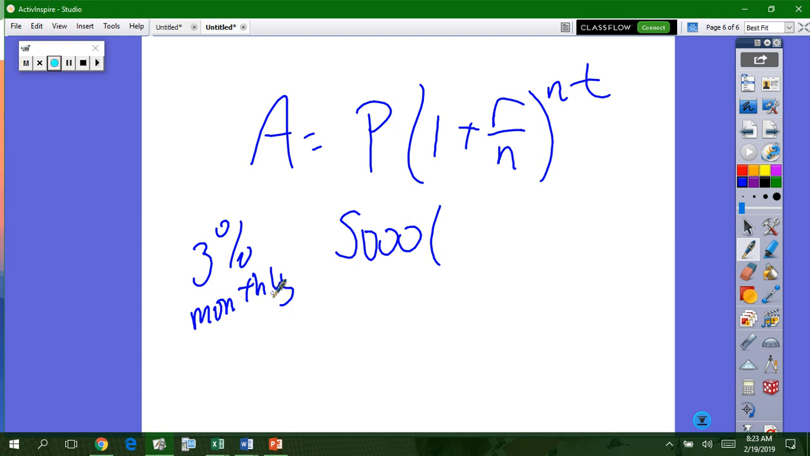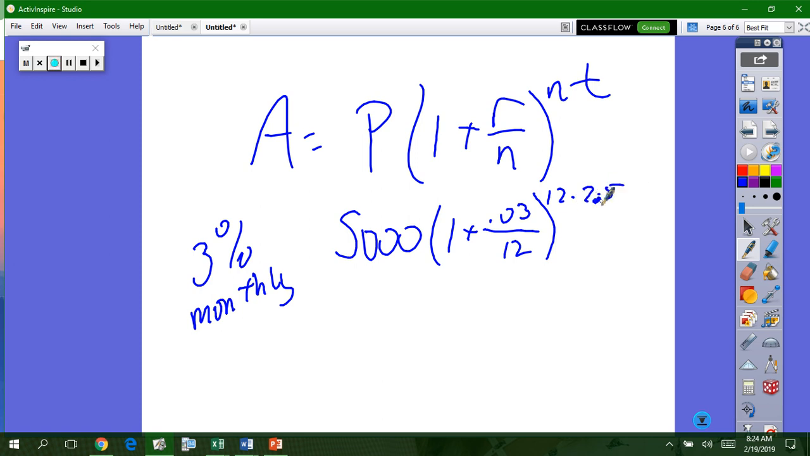So let's put it in. 1 plus, what's our interest rate? 3%. So what are we going to put in? 0.03, right? Divided by 12, because that's how many times it will compound in a year, monthly is 12, right? So what do I put in for this one? 12 times 2.5.